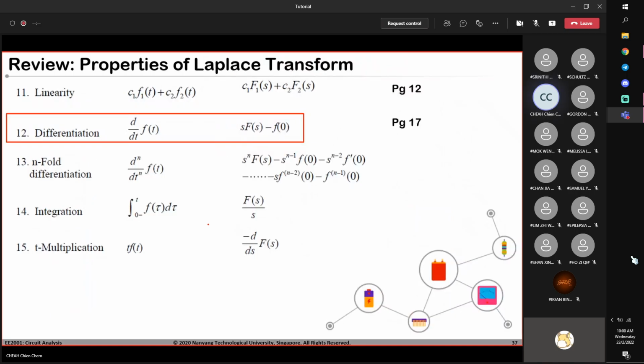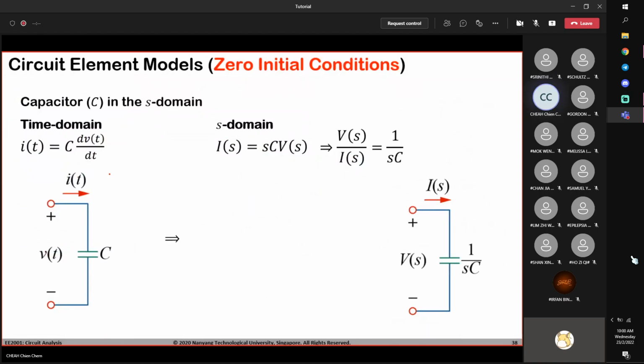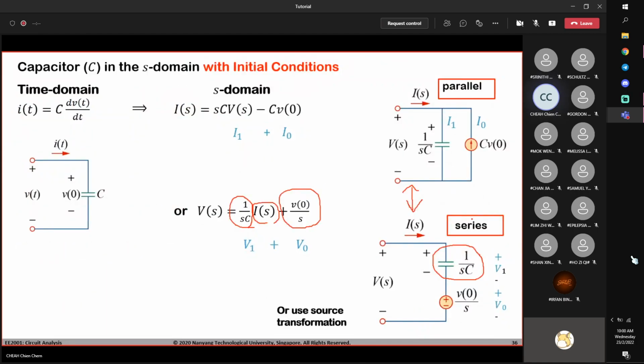All right, so now I will explain how we remember this model. One way is to write down these equations and express them into this form. The other way, of course, is to memorize it by heart. You only need to remember one, because the other one you can get using source transformation. So just remember one of them.